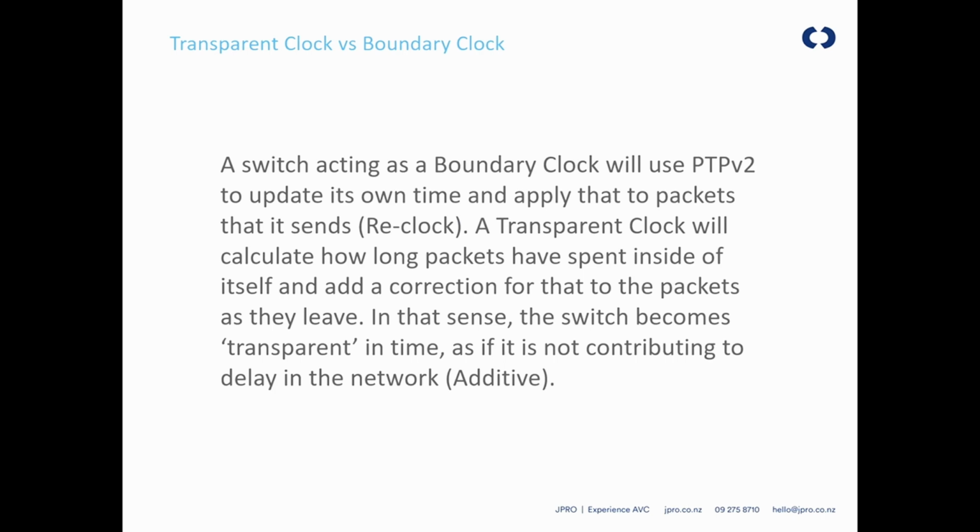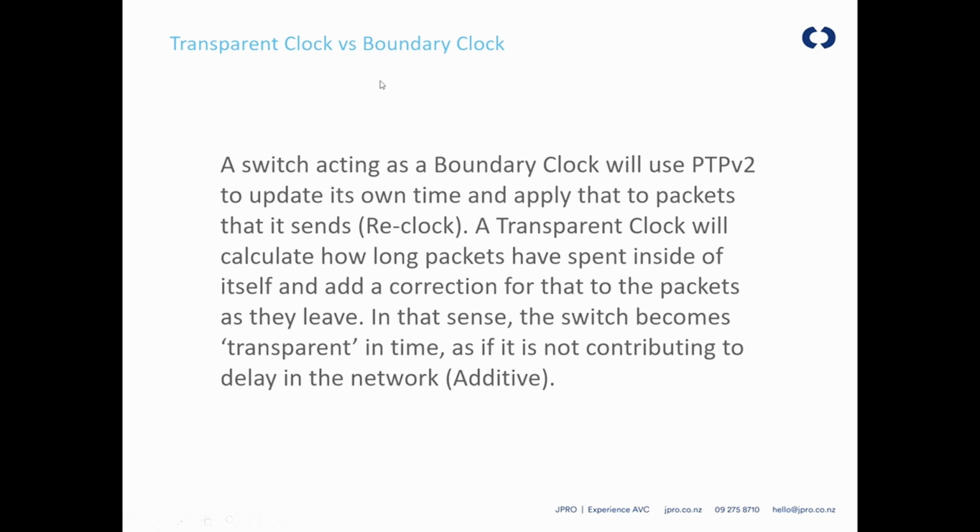So of course, when we did the Wireshark, we understand everything's packetized. And what we see here is that the boundary clock takes the packet and then reclocks it and sends it out again. Seems really obvious. A transparent clock will calculate how long packets have spent inside of itself and add correction for that to the packets as they leave. In that sense, the switch becomes transparent in time, as if it's not contributing to the additive delay in the network.